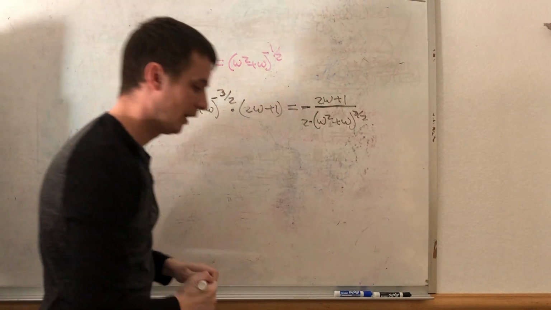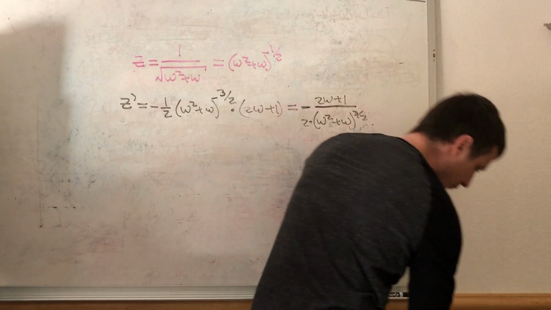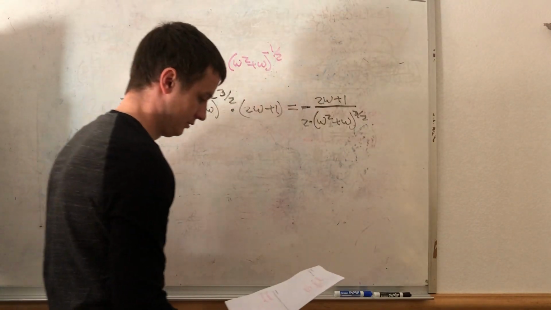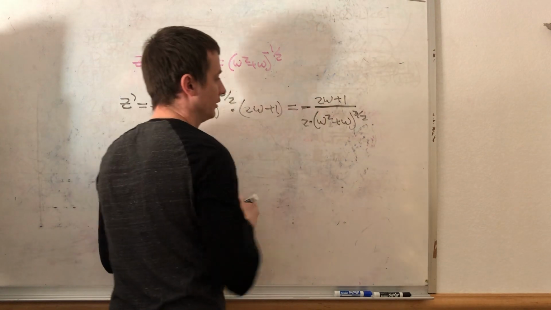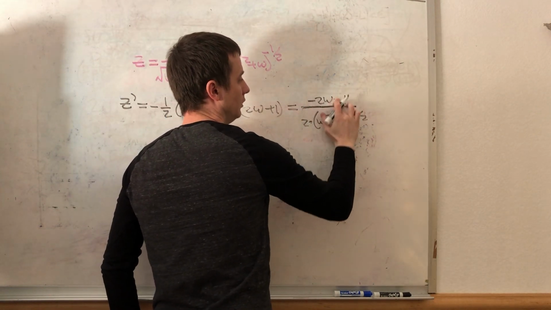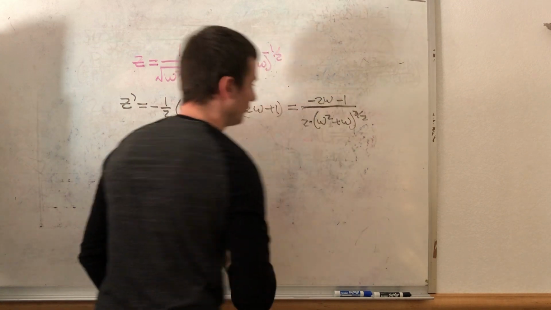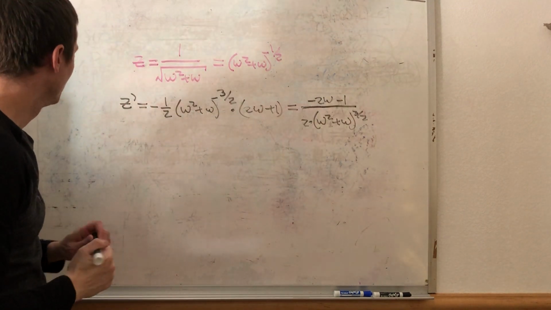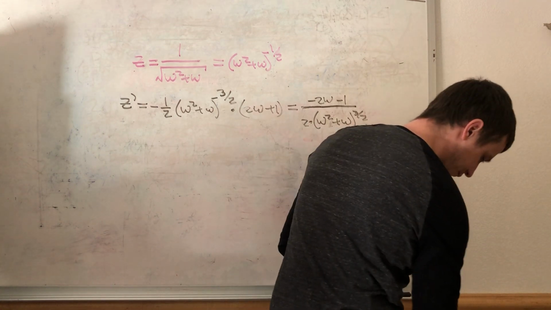And then, I think you understand the answer. I guess I could just distribute this negative through in the top to get rid of all confusion. So we'll just say negative 2w minus 1. Okay, and that also works. So there's our answer.